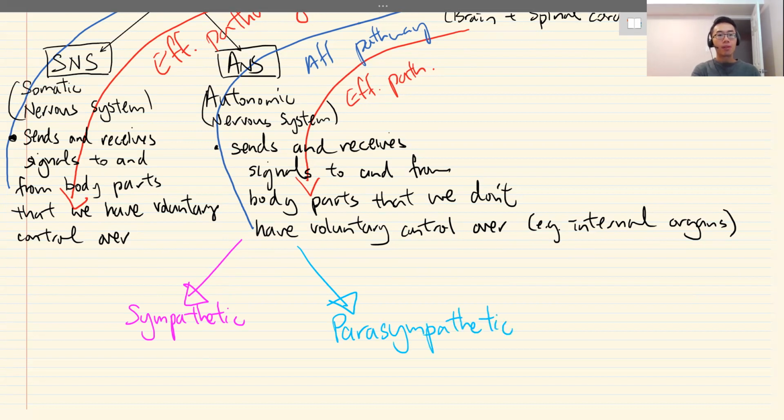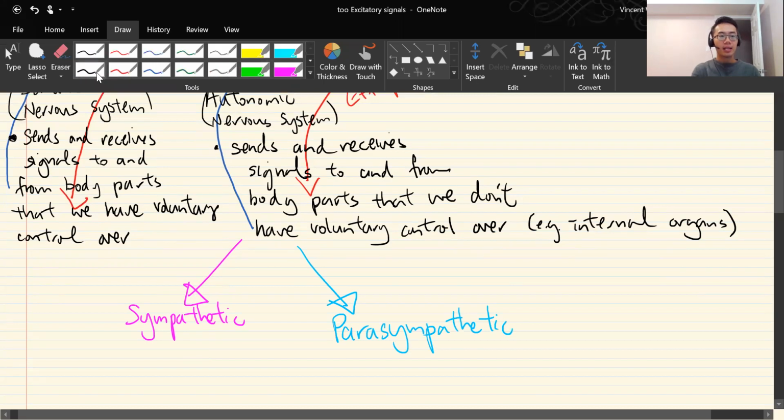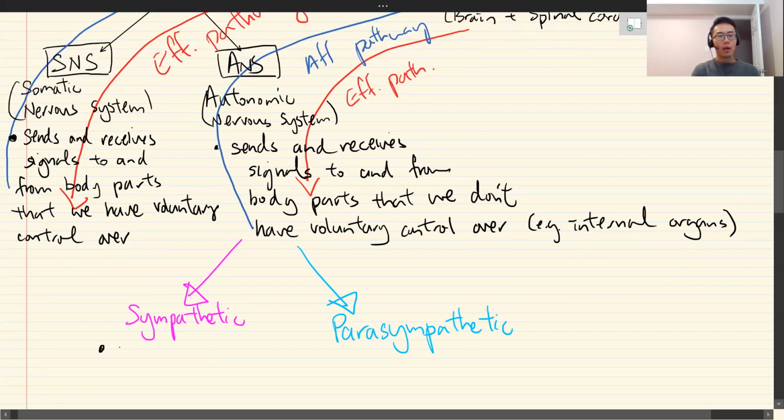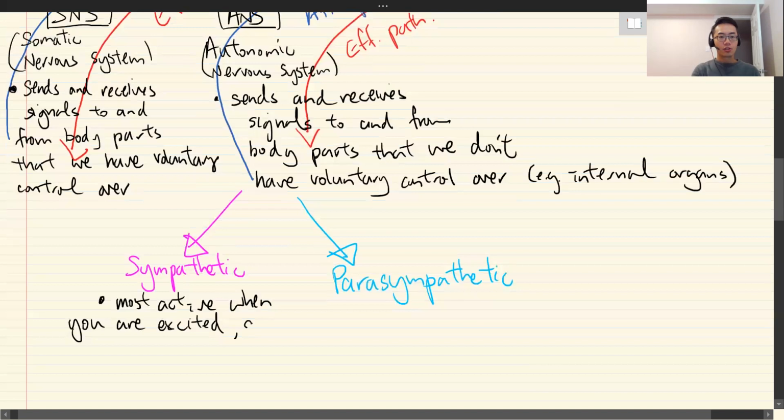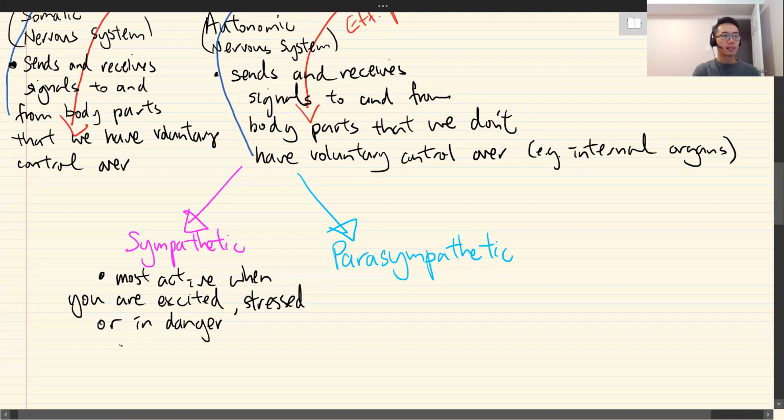Okay, so the sympathetic is most active when you are excited, stressed, or in danger, right? In danger. So Hafsa said in the chart, the fight or flight. That's exactly it.